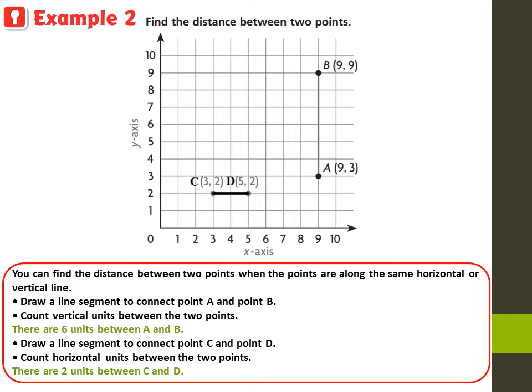Now draw a line segment to connect point C and point D. Count horizontal units between the 2 points. There are 2 units between C and D. So the distance between A and B is 6 units, and the distance between C and D is 2 units.